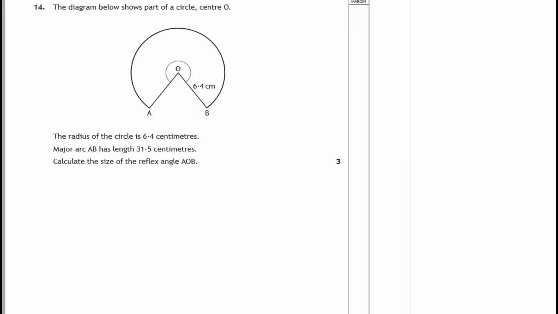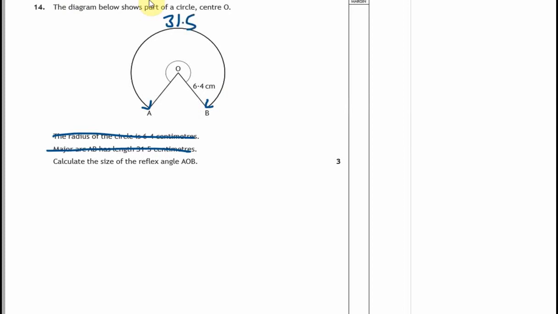So, a circle shown with a bit out of it. Okay, classic. The radius is 6.4, we know that's on the diagram, and the major arc is 31.5. So I'm going to draw that. What that's saying is major arc AB is 31.5, so from here all the way around to here is 31.5.